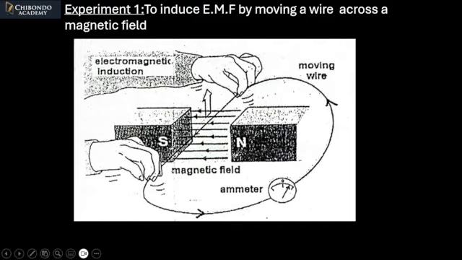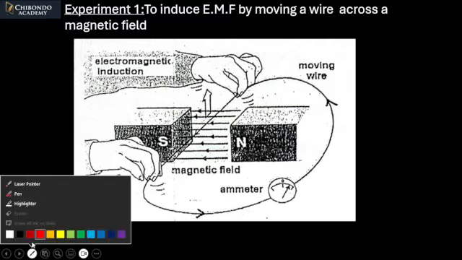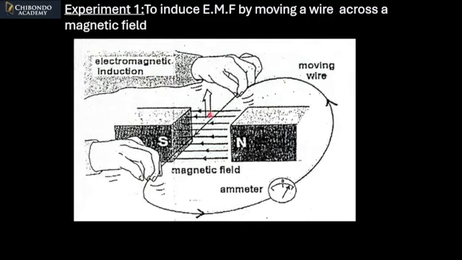So we can have a setup like this one, where this is a conductor. You connect the conductor to a galvanometer, or you can connect it to an ammeter, but a galvanometer is preferred because we'll be using small magnets, so the currents will be small. So let's use a galvanometer. We place this conductor between two permanent magnets of different polarities, so that there is a magnetic field around them.